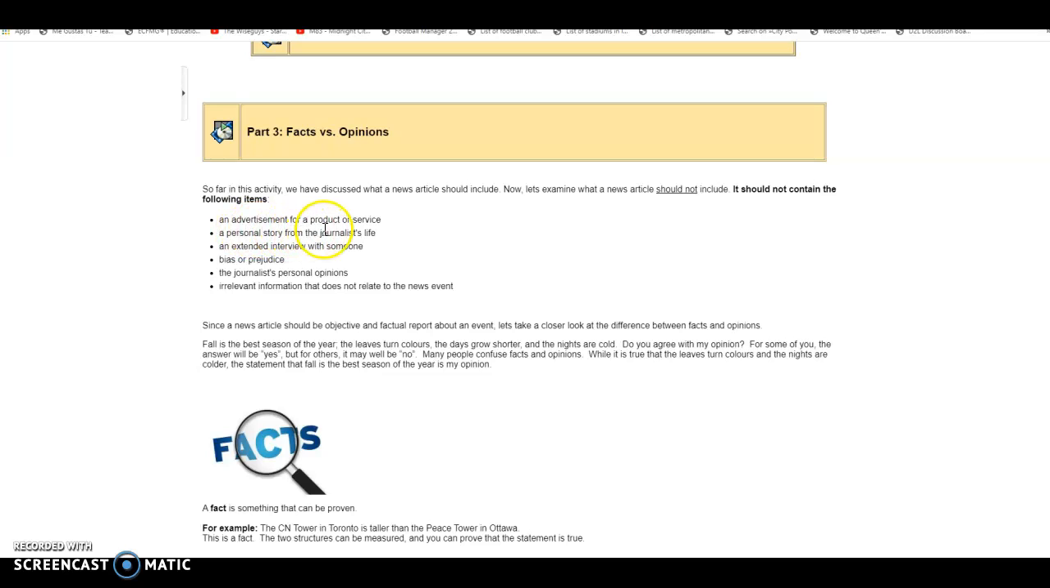So it should not be an advertisement for a product or service. That would not be factual. That would be opinionated. It should not be a personal story about the journalist's own life. That, again, would not be factual news. It should not just be a long interview with someone. It should be explaining what happened in an event. It should not have bias or prejudice. It should not contain the journalist's personal opinions. It should not have irrelevant information that does not relate to the news event. So a news article should be very specific. It should just be the facts on the event that happened. You don't want to be including opinions in any form.